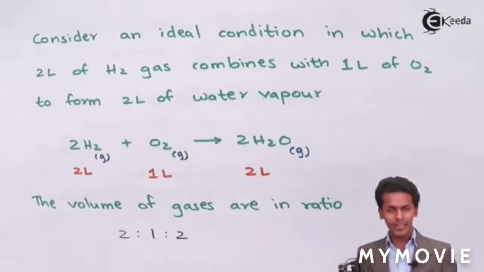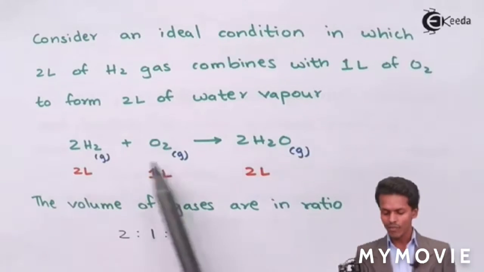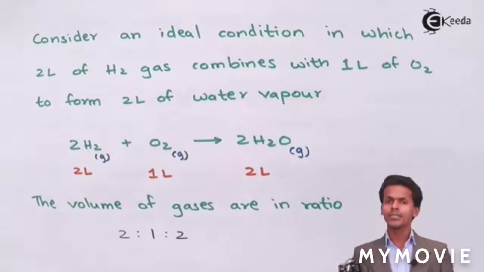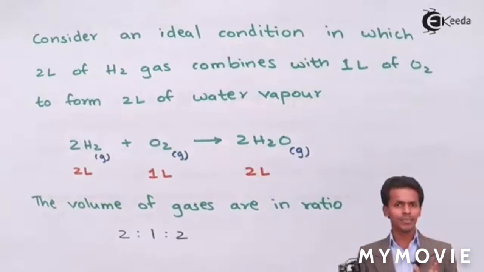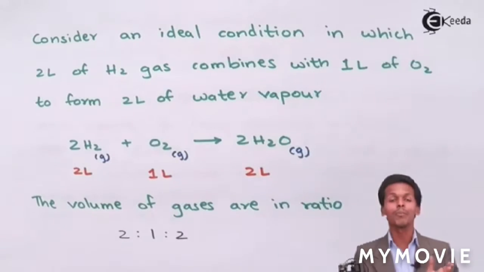So what we have observed is that if we take the combined volumes, it has been very clearly mentioned that the volumes will be in a ratio of 2 is to 1 is to 2. So we should also maintain a particular importance or a detail that everything that is involved should be related and should be in a proper sequence.